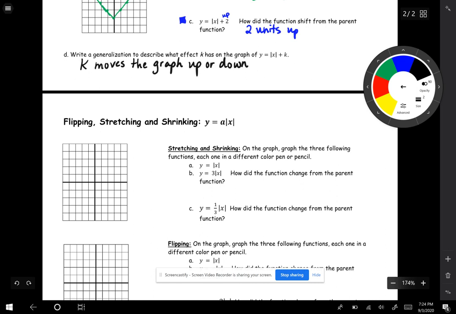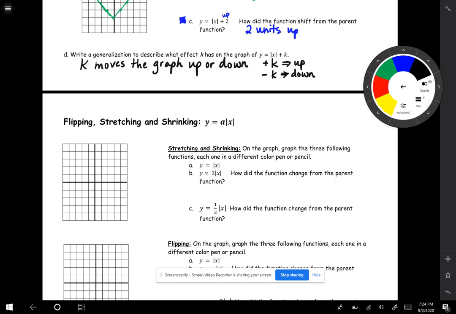Another way to remember which is which, remember how I said HK is your vertex? If you think of H, I'm going to say H is horizontal. And remember, horizontal is right or left movement, and H represents moving right or left. And then K would be the up or down one then. So K moves the graph up or down. If it's positive K, you move up. If it's negative K, you move down. So it doesn't change. It's not the opposite. It's only opposite for H.